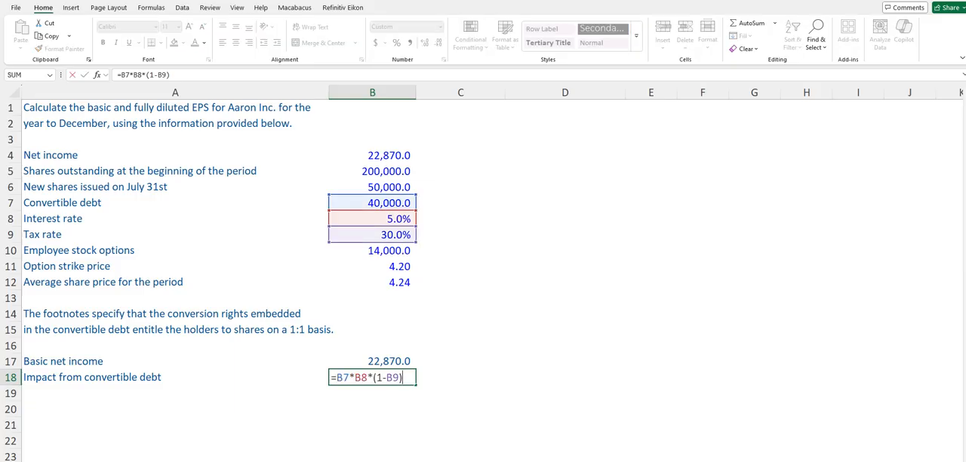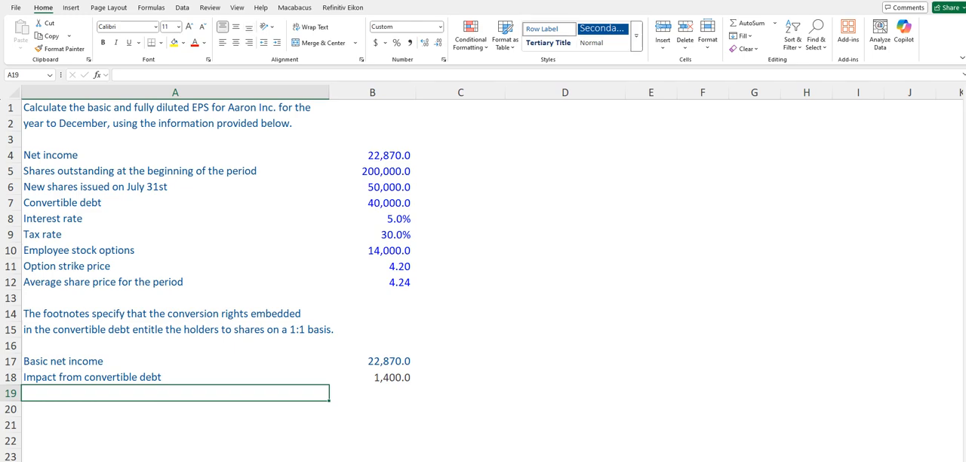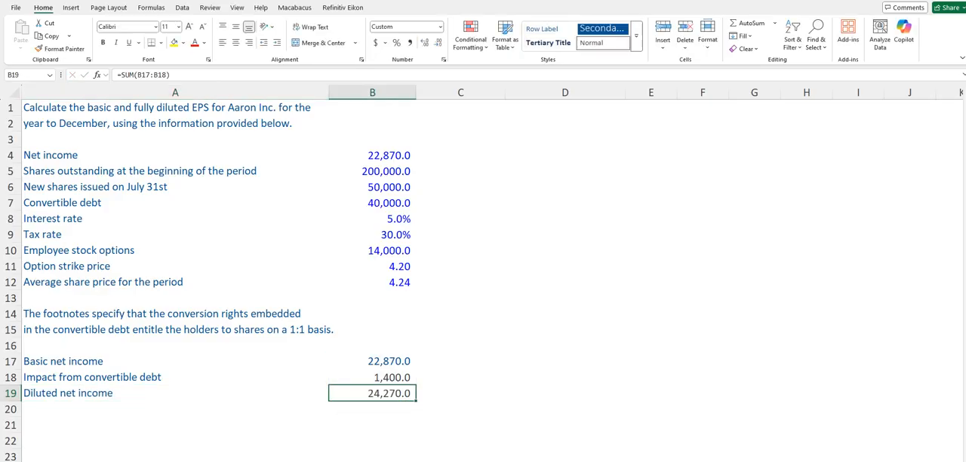But of course, we want to multiply by the period as well. It's for the whole year, so it's 12 over 12. That's 1,400. So now we have a diluted net income, and that's the amount of money. In theory, that's the net income.